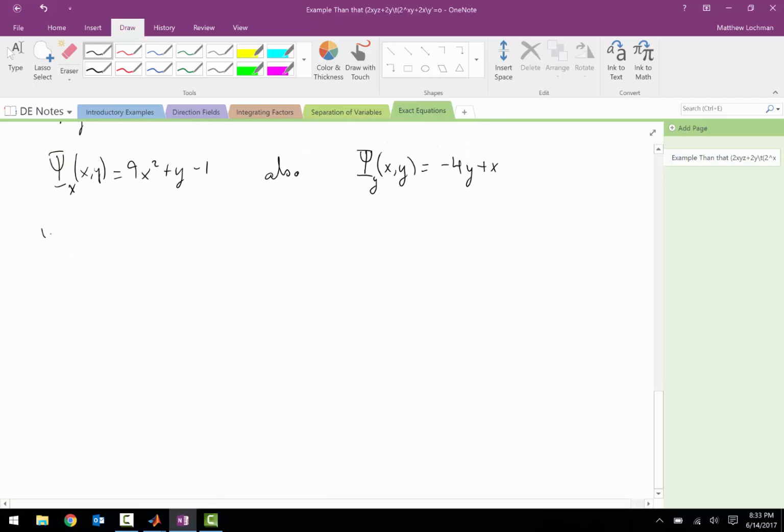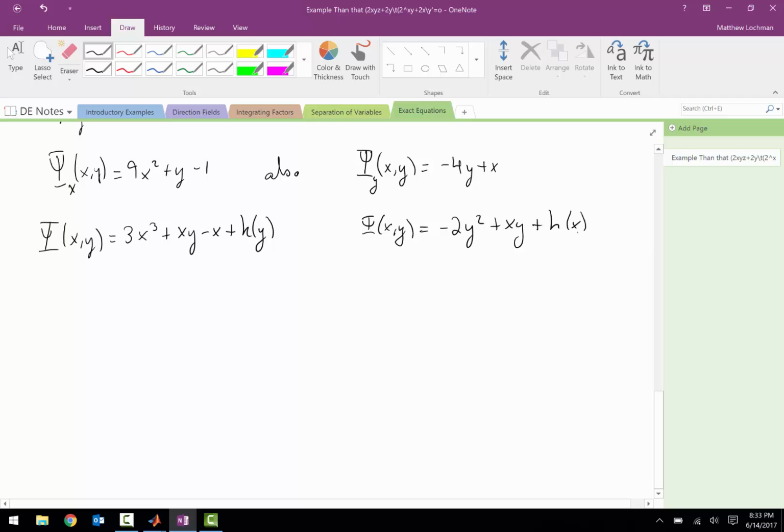Okay, so this means that big phi is equal to, now I'm going to integrate with respect to x, so I'll get 3x cubed plus xy minus x plus that function of integration. And then over here, I'll get, let's see, minus 2y squared plus xy plus the constant of integration with respect to x.